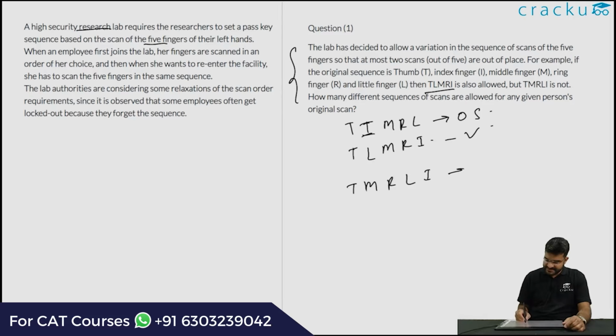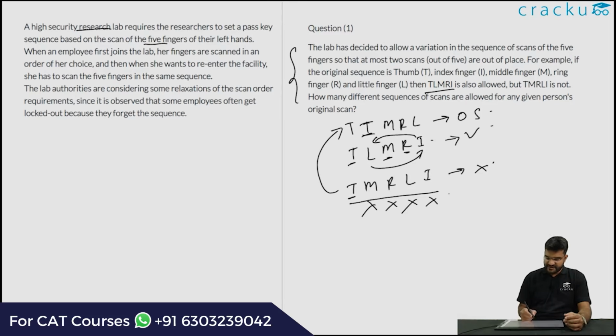TMRLI is not allowed. Now if you notice, in the allowed version, T is in the right place, M is in the right place and R is in the right place. Only L and I are interchanged. So this is allowed where exactly 2 fingers are out of place. But in the case where it is not allowed, T is in the right place but M is in the wrong place, R is in the wrong place, L is in the wrong place and I is in the wrong place when you compare it to the original sequence. So here 4 fingers are out of place, so this is not allowed.